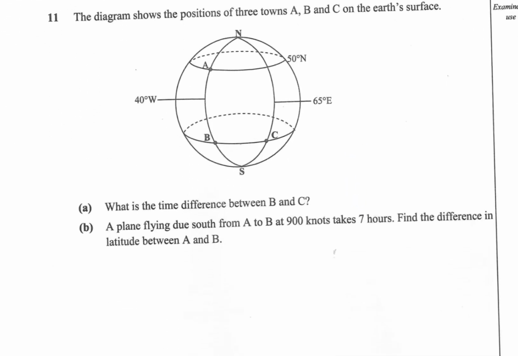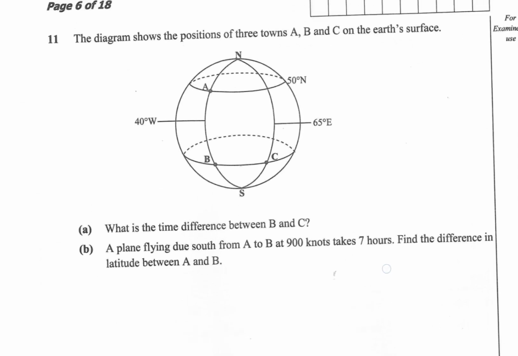That is question 11. The question reads: the diagram shows the position of 3 towns A, B, and C on the earth's surface. What is the time difference between B and C? So how do you find the time difference? You know that time is calculated along the longitude. So for the time difference between B and C, you need to find their difference in longitude.